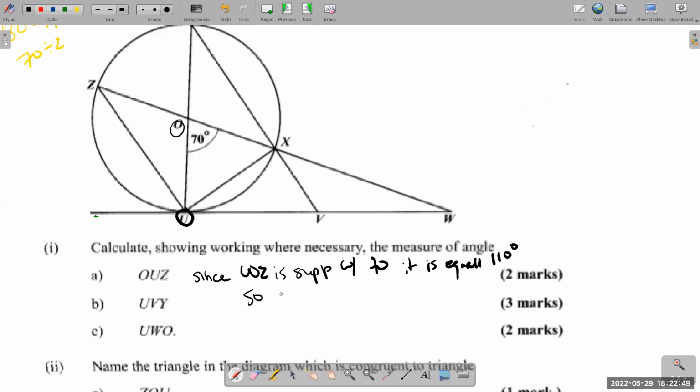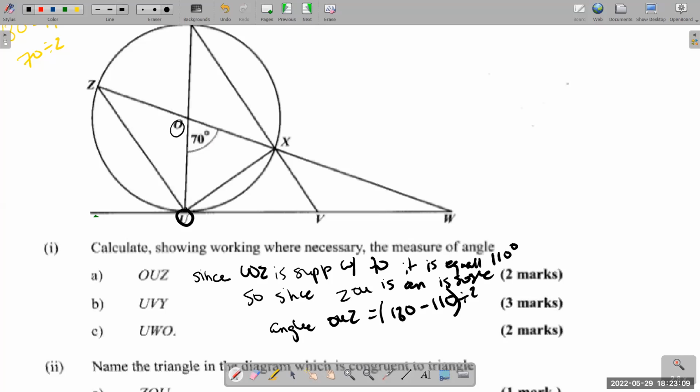So, since you call the entire triangle, what's the name of this triangle? ZOU is an isosceles triangle. OUZ is equal to 180 minus 110 divided by 2. Put your brackets. And that's how you show your answer. 70 divided by 2 is 35. We're not leaving any crumbs. Write everything. Everybody with me? So we're good to go.